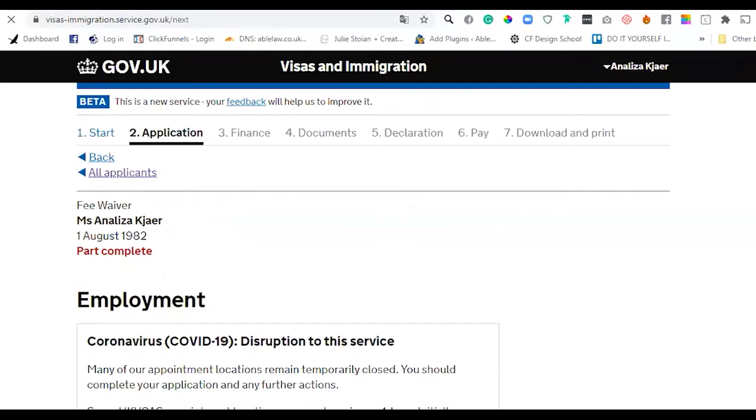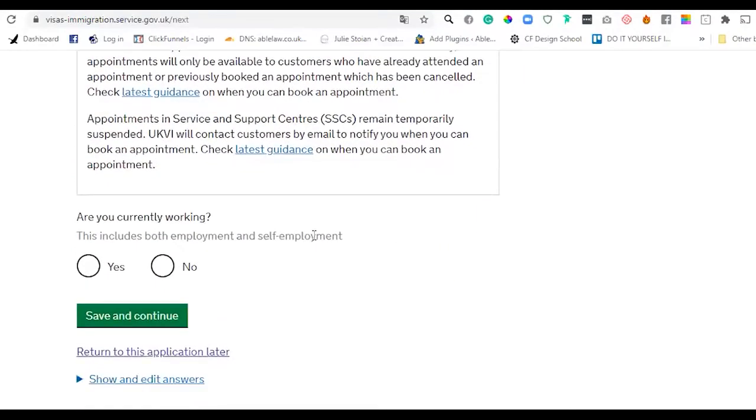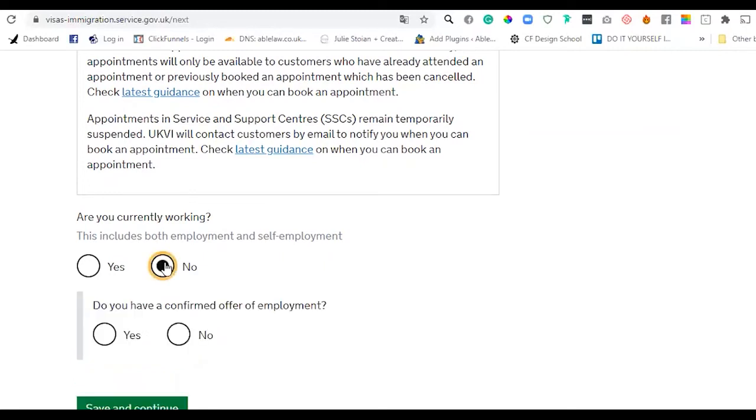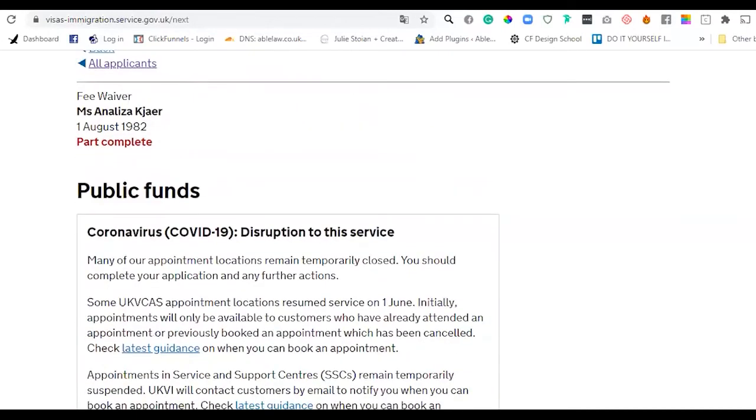And then employment, it asks about my employment. Are you currently working? Let's say no. Do you have a confirmed offer of employment? Let's say no.